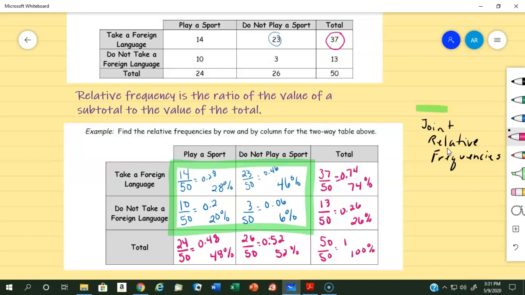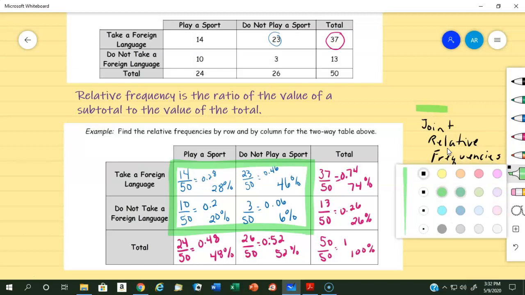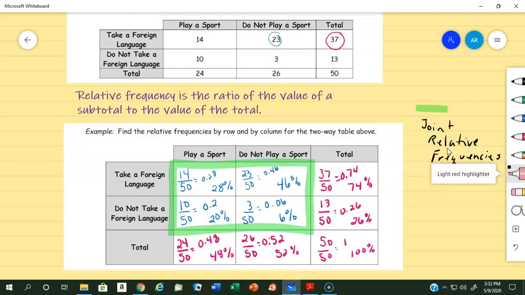So when I talk about these outer pieces, let's get a little bit of a highlight going here. Let's do a different color than the green. Let's do this pink. So these outside here have a specific name to them. So here that would be our rows. And this would be our column totals. And those two together have a name called the marginal relative frequencies.